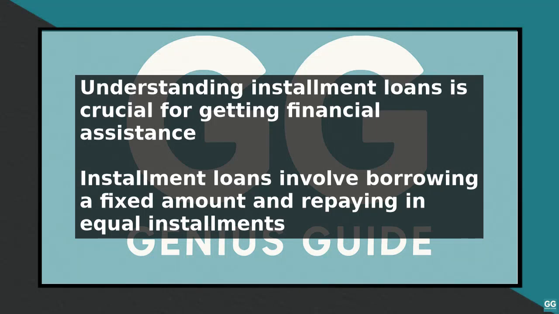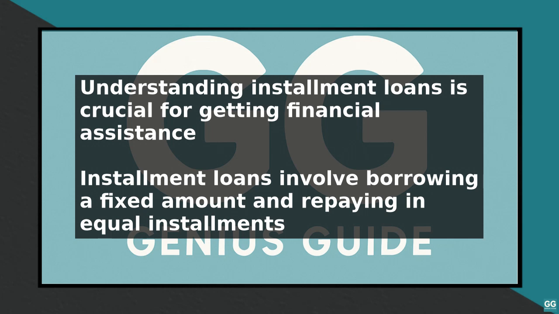Using Credit.com installment loans is a straightforward process that can provide you with the financial assistance you need. To get started, you first need to understand what an installment loan is. An installment loan is a type of loan where you borrow a fixed amount of money and repay it in equal installments over a specified period of time.